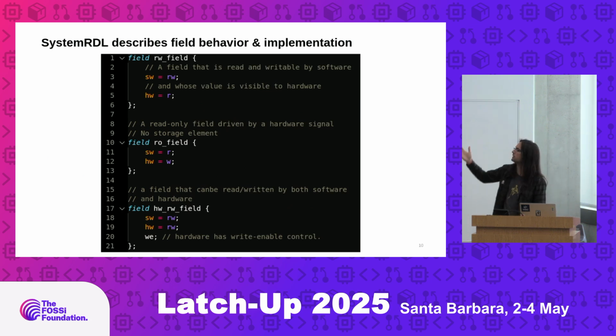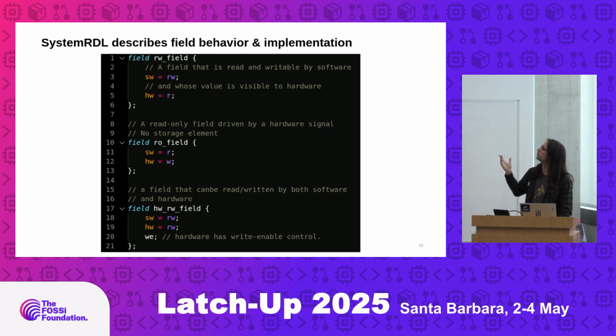So here are the 3 different fields. Think of your software fields and how you'd ever interact with them. The first one is pretty straightforward. This would be like a control register. So software can read it, can write it. The value is visible to hardware, so hardware can read it. And if you think about that for a second or two, you realize, oh, well, that actually infers a storage element. Great. OK, now we have a register in our register file.